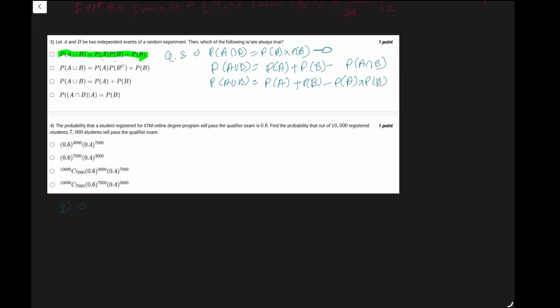Now, let's first define something because we are getting confused here. When you have A union B, it means A or B or both. So the probability of getting A or B or both. When you have A intersection B, this means A and B. So the probability of having A and B. When you have B with a C on top, that means it's the complement of B. So this means B does not happen.